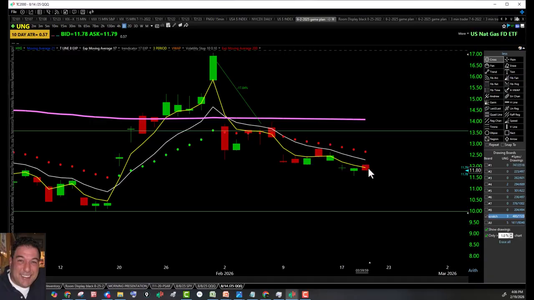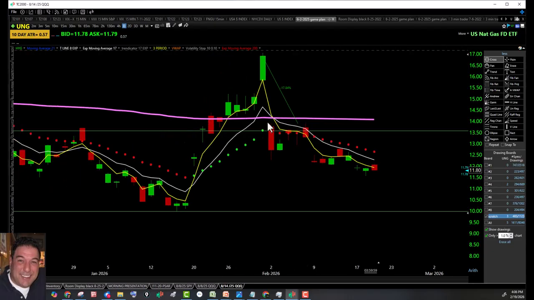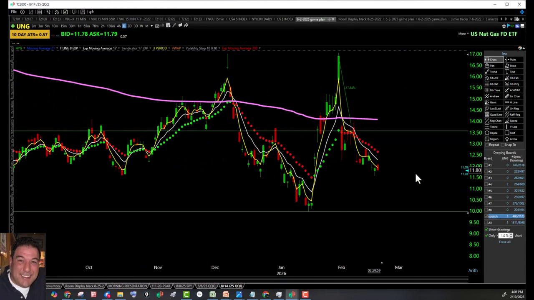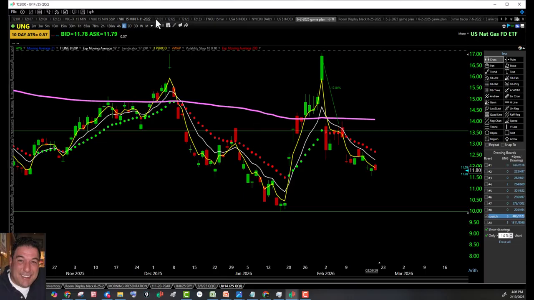UNG: higher low, higher high, closing under a bearish trap, under the falling 17 EMA, under the 12-month high anchored VWAP, still in quadrant 1, so that's bearish. There's a low, made a lower low, and in a downtrend on UNG.